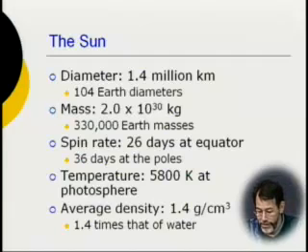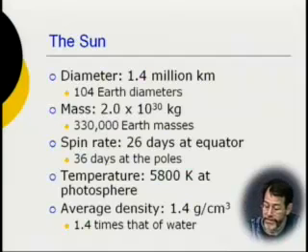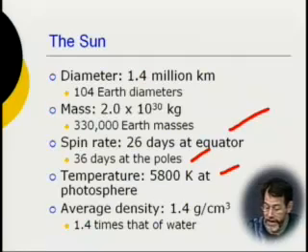So there are no missions designed to land on the sun, because that would be silly. The sun rotates in 26 days at the equator, 36 days at the pole. At the photosphere, which is the last surface that we can see, the sun's temperature is about 5,800 kelvins.